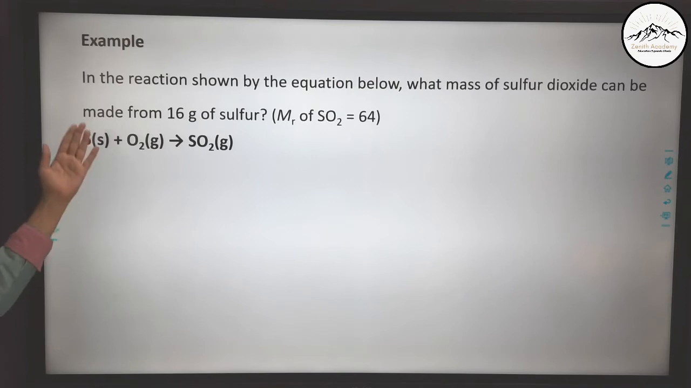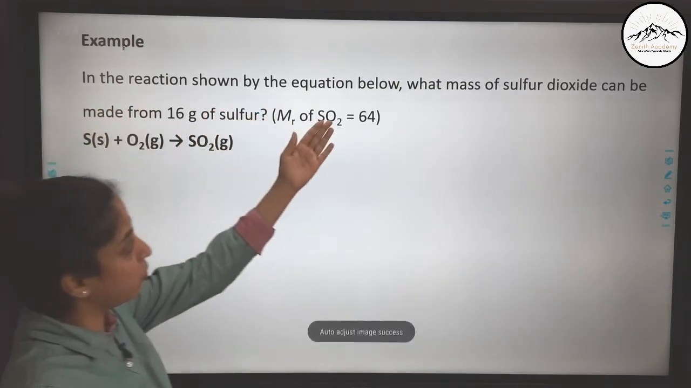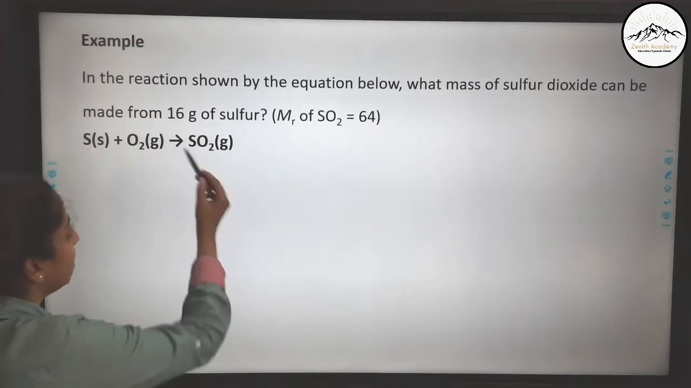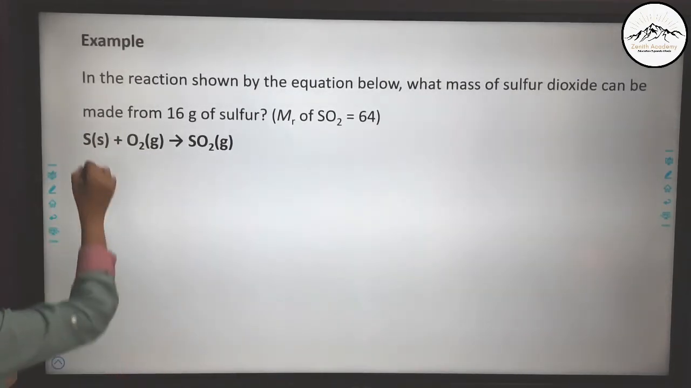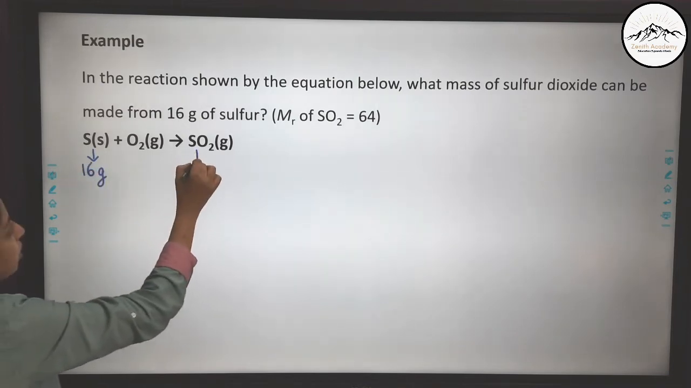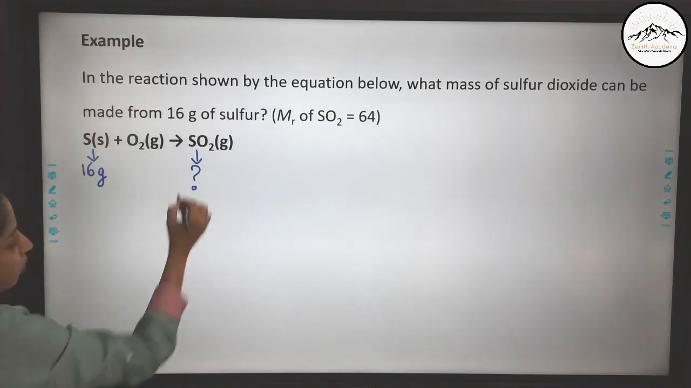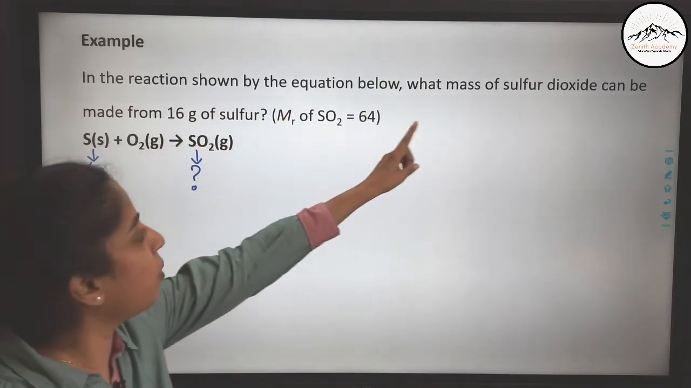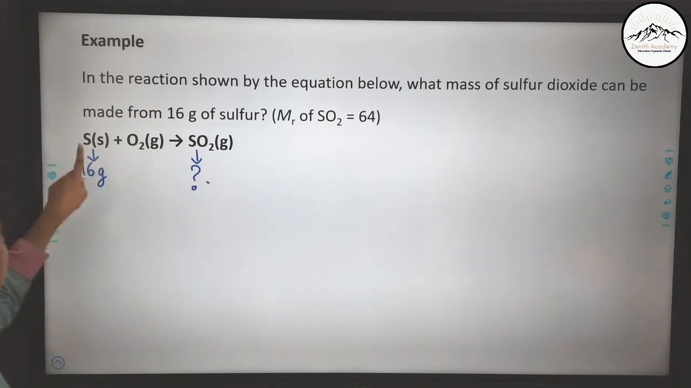Now, next example. In the reaction shown by the equation below, what mass of sulfur dioxide can be made from 16 grams of sulfur? So what are they asking? If they have taken 16 grams of sulfur, how much SO2 will be formed? This is the question.